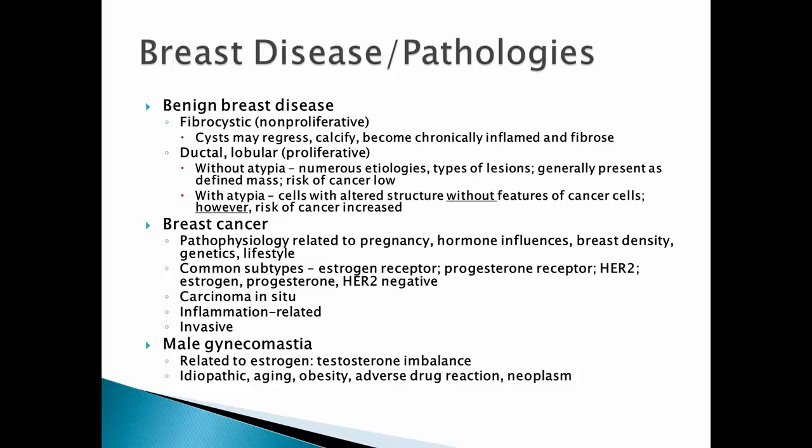Let's start with benign breast diseases. In benign breast diseases, there are two big categories. You have non-proliferative, which is fibrocystic breast disease, but you also have proliferative disease, which tends to be ductal and lobular. With fibrocystic non-proliferative breast disease, remember this is benign. And what happens is cysts actually develop within the breast tissue, but these cysts may grow or they may regress, calcify, or they may become chronically inflamed and become fibrotic, which is where it got the idea of fibrocystic, the idea of being cysts that can change and eventually fibrose.